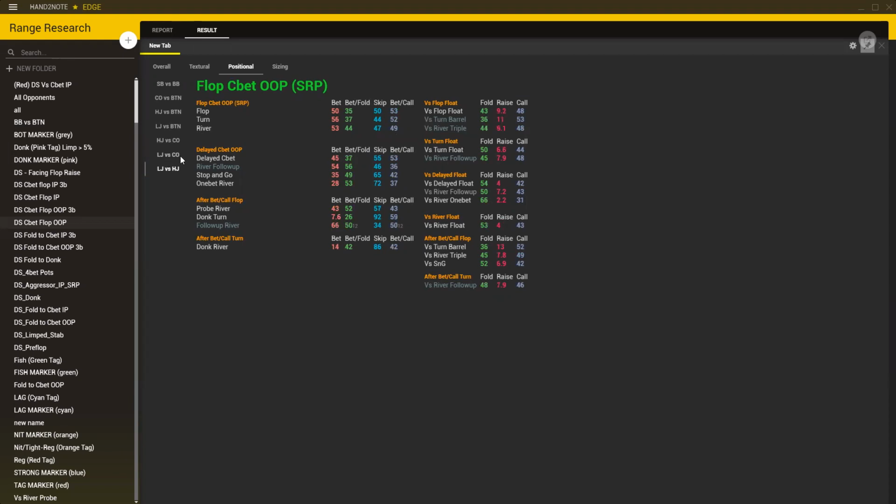So just keep that in mind. Just a slight adjustment to our overall outlook. If it's a late position formation, float bets are going to be slightly better. They're going to succeed more often. If it's an early position formation, we are going to get less full equity in those situations.